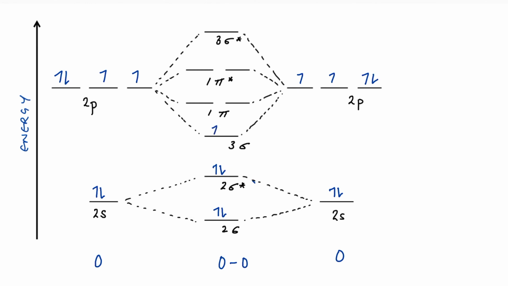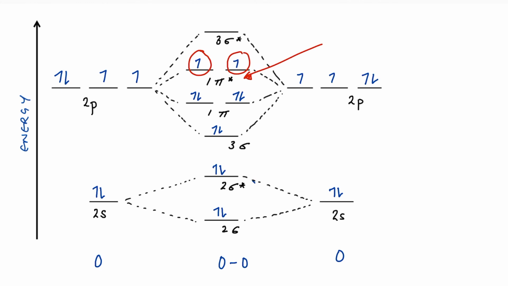So my 3 sigma is going to be filled. 1, 2, 3, 4, 5, 6, 7, 8. Remember that these 2 pi antibonding orbitals are degenerate. So electrons are going to fill each pi antibonding orbital singly before they spin pair. So we can see that in the molecular orbital theory energy level diagram, we do indeed have unpaired electrons in our O2 molecule, which would explain why liquid oxygen is paramagnetic.